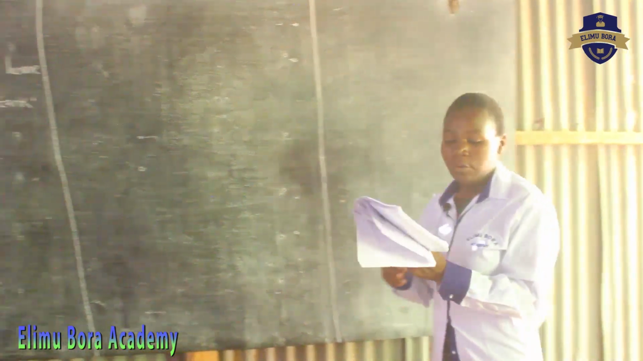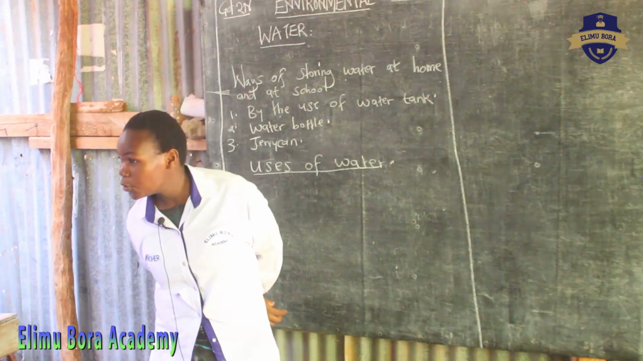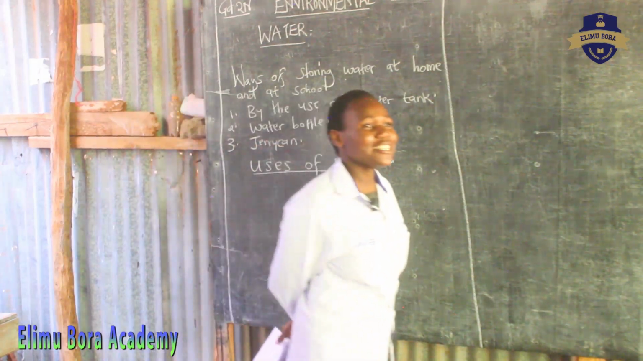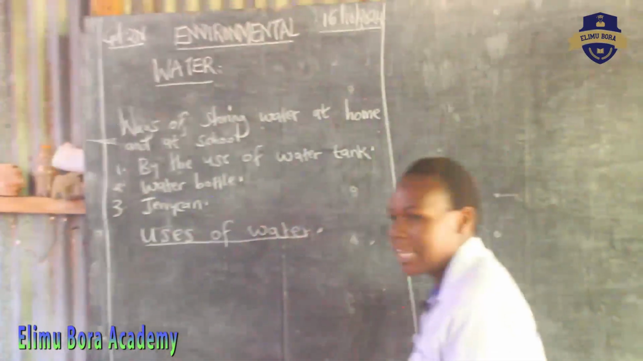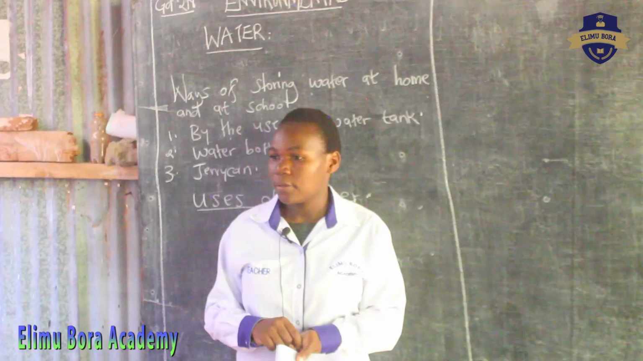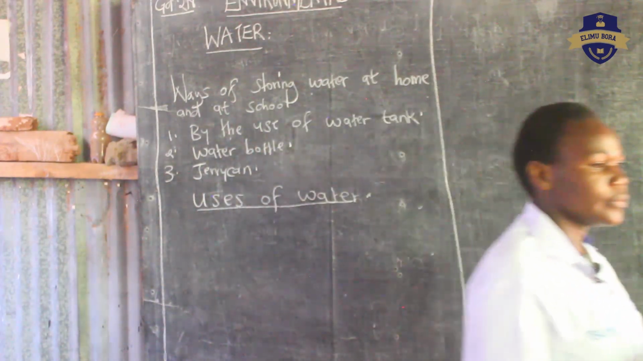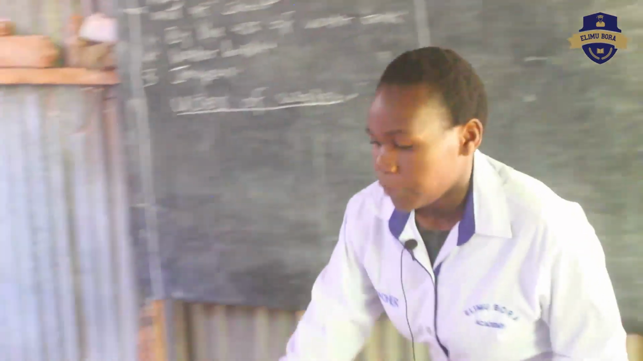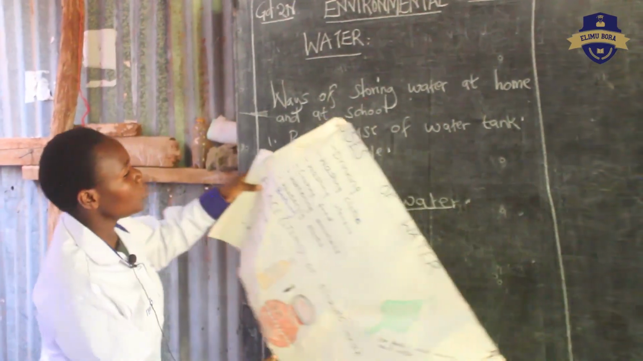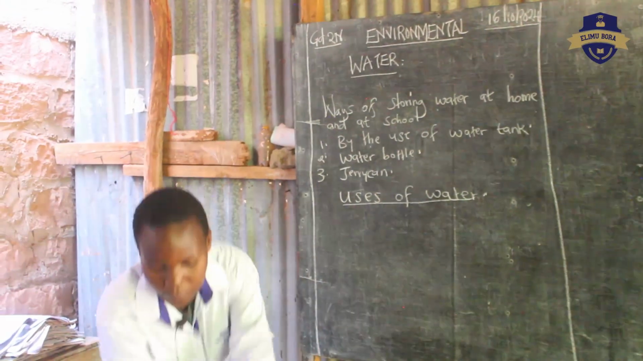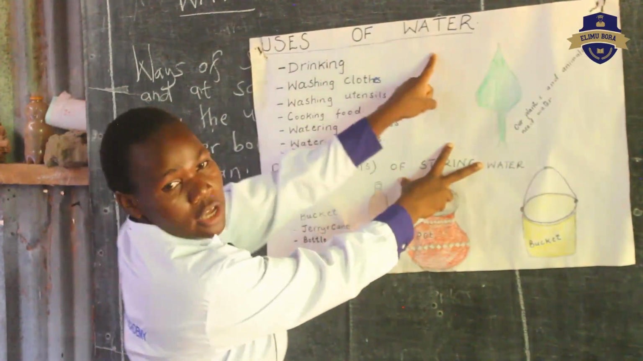Very good. Another one, water is used for washing utensils. Water is used for washing utensils. Another one. Watering animals. Say watering animals. Here are the uses of water. As you can see, uses of water.